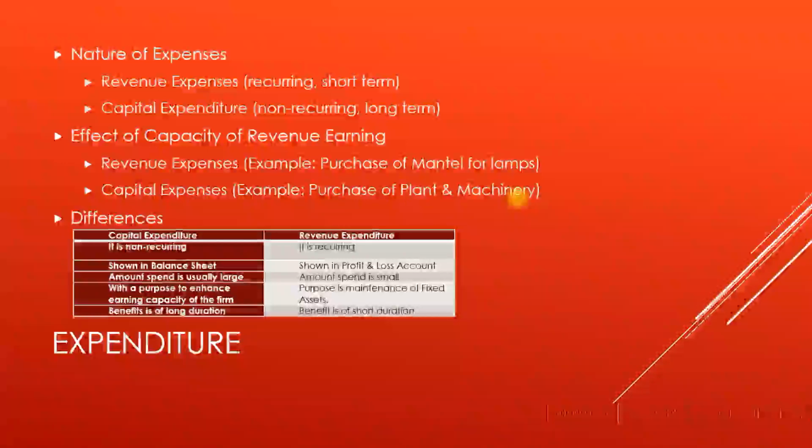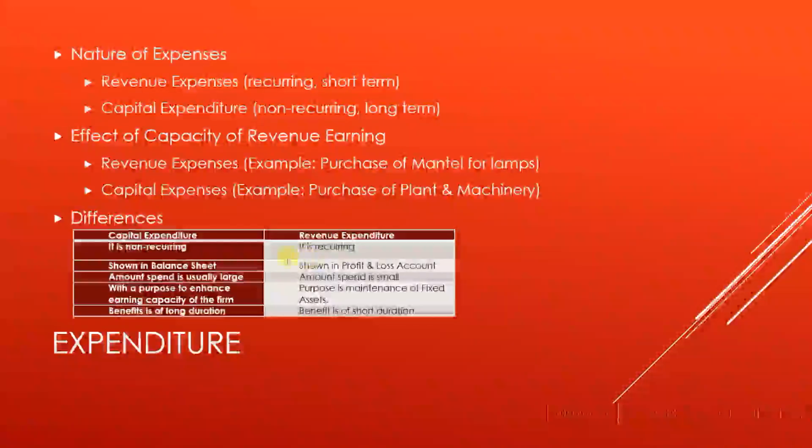Now the table given here shows the difference between capital expenditure and revenue expenditure. We will just go through it briefly. Capital expenditure is a non-recurring expenditure. It is shown in the balance sheet. Amount spent is usually very large with a purpose to enhance earning capacity of the firm. Earning capacity is always featured in the case of capital expenditure. Benefit is of long duration.